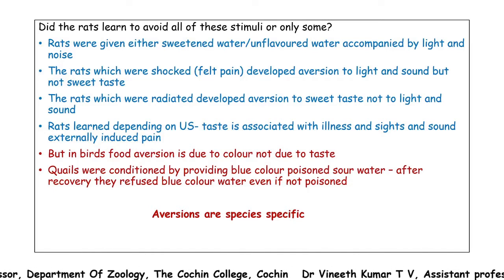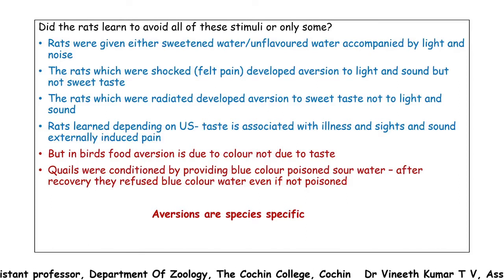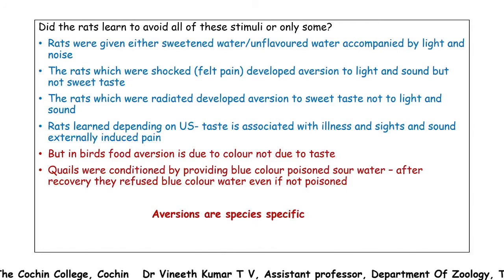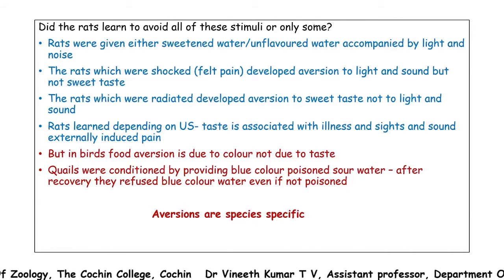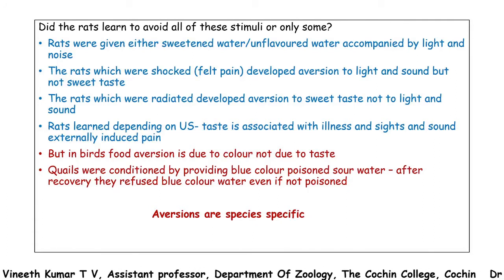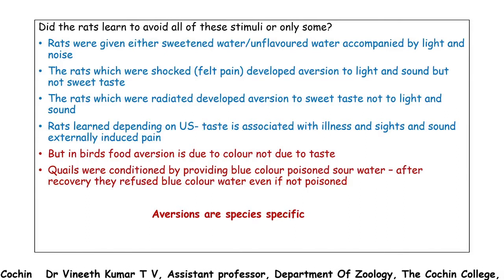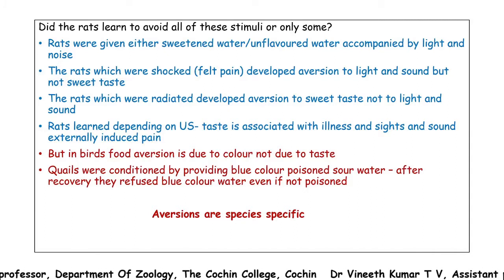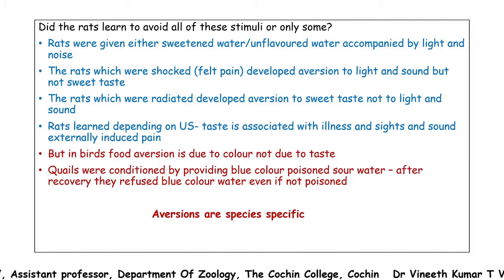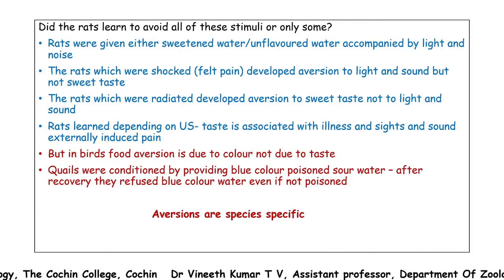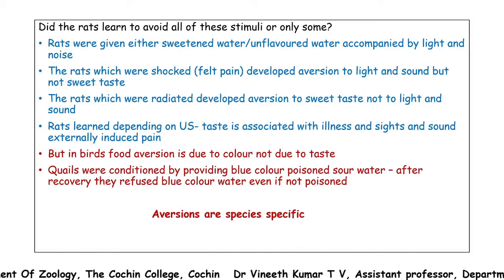So the rats which felt the pain, that means the rats which were shocked, were averted by the light and sound, and not by the sweet taste. But the rats which were irradiated, and fell sick because of the radiation, were averted to the sweet taste because they were not feeling any pain. They sensed that because they had sweetened or flavored water, they were feeling the illness.